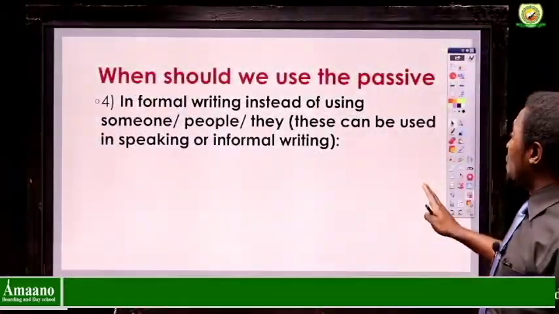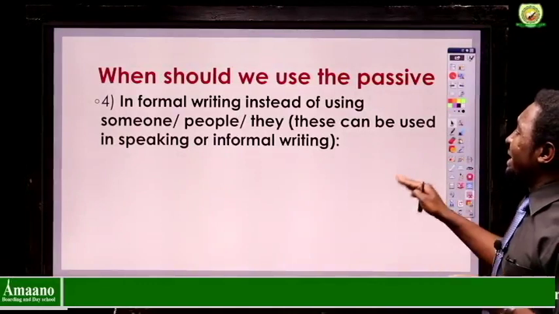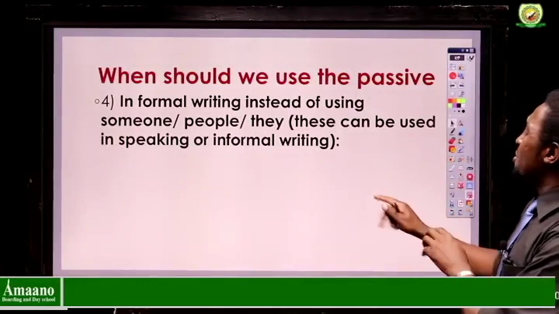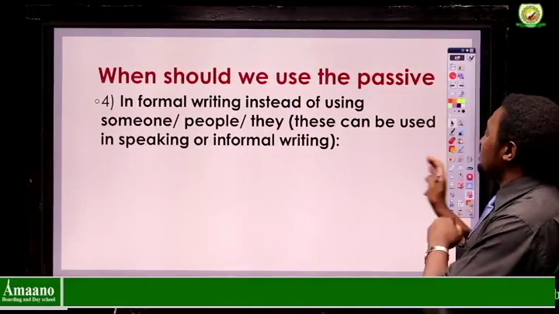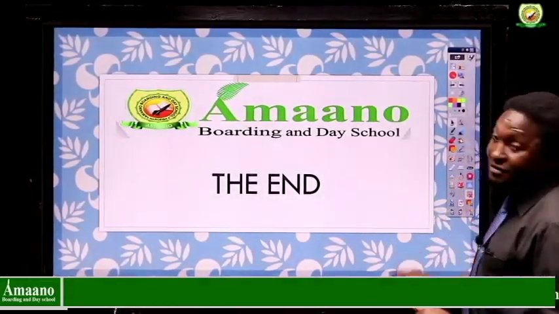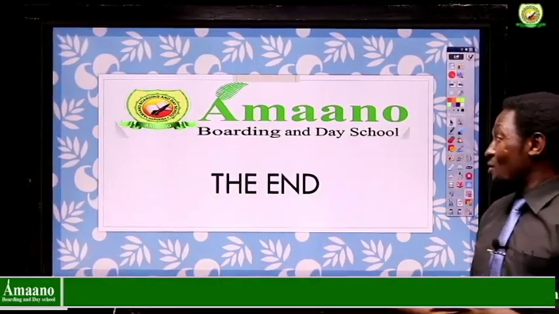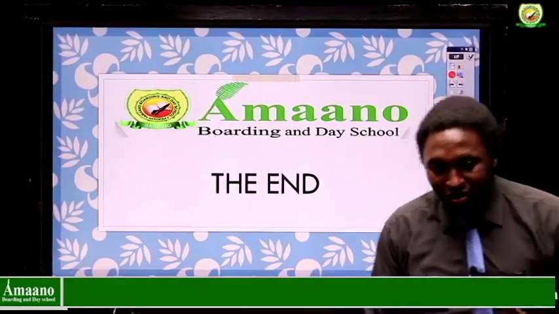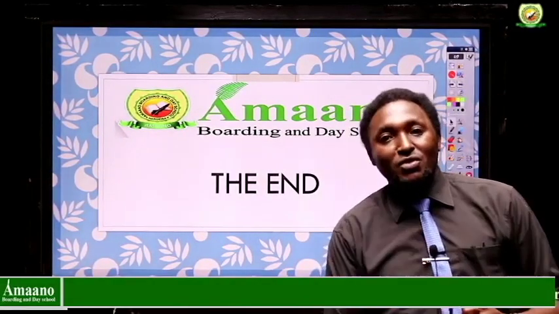Now, the last use for passive voice is in informal writing. Instead of using someone, people, they, the passive can be used. For example, there should have been an example for that. So it is used for informal writing when we don't want to mention the subject or the person who has written the letter.